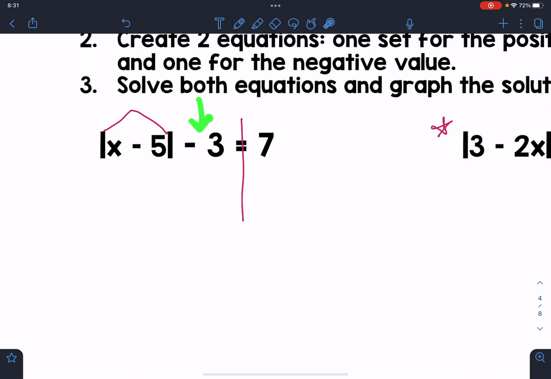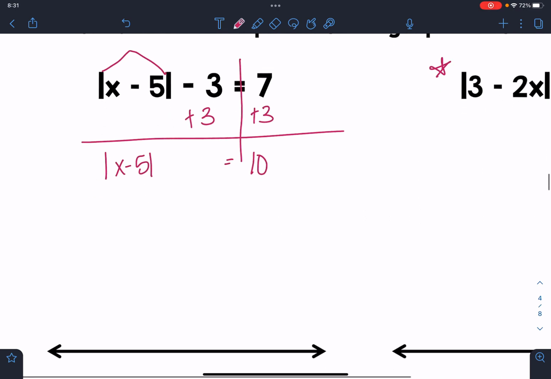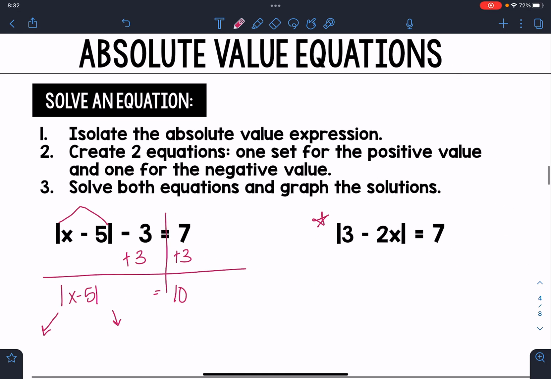So what's happening? It's being subtracted. So what operation should I do to move that to the other side? Hopefully you said add. So we want to add 3 to both sides. So I get x minus 5 equals 10. Now I can set up the 2 equations. And so here's the next step.